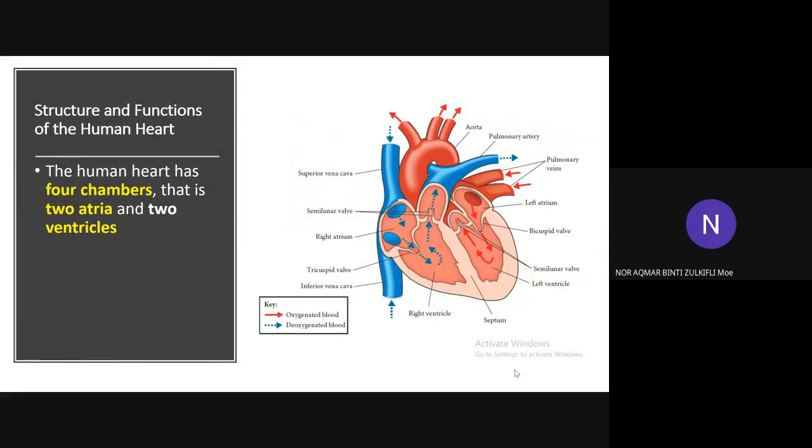Okay, so you must remember these four chambers for your heart. The human heart has four chambers, that is two atria and two ventricles.